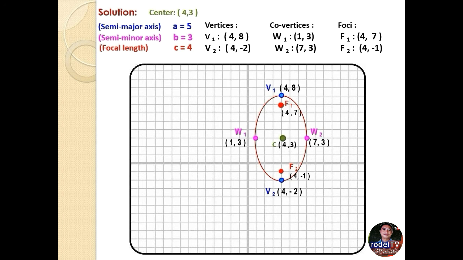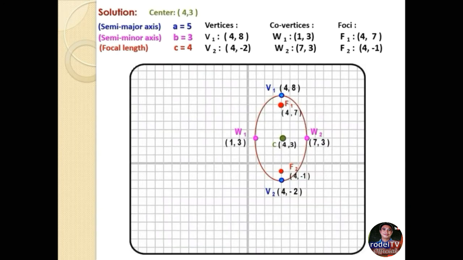So that's it. That's how we graph an ellipse with center at point (h, k). I hope you were able to follow the steps.